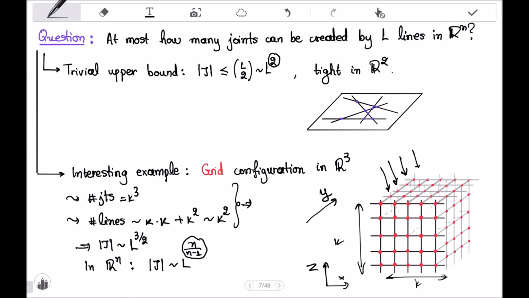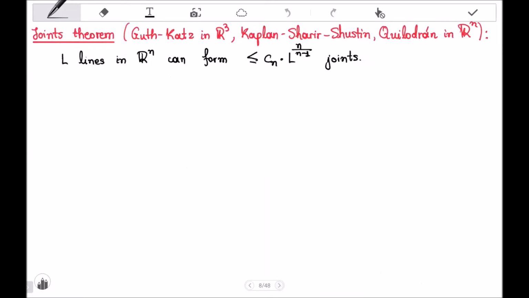And it was conjectured for a while that this is actually tight up to multiplication with constants, so that this grid configuration is extremal up to multiplication with a constant. Okay, and that is what was solved using the polynomial method, first by Guth and Katz in 3 dimensions, and then by Kaplan, Sharir, and Safernov, and independently by Quilodrán in all dimensions. They proved that any L lines inside Rn can form at most this many joints. And here I'd like to describe the proof by Quilodrán because it's very, very clean.